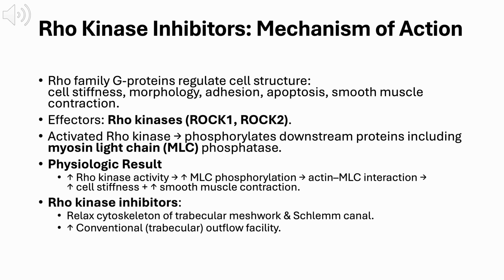The result is tighter actin-myosin interaction, increased cell stiffness, and enhanced smooth muscle contraction. By inhibiting Rho kinase, these drugs essentially relax the trabecular meshwork and Schlemm's canal, reducing resistance to aqueous outflow. The physiologic outcome is an increase in conventional outflow facility, directly targeting the primary drainage pathway for aqueous humor.